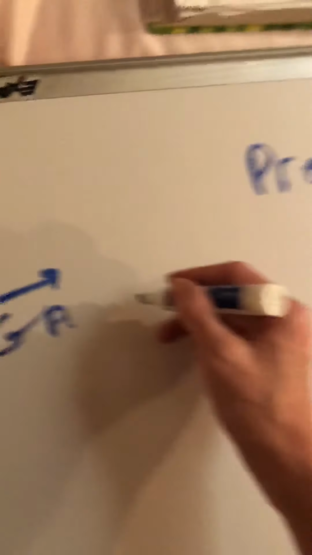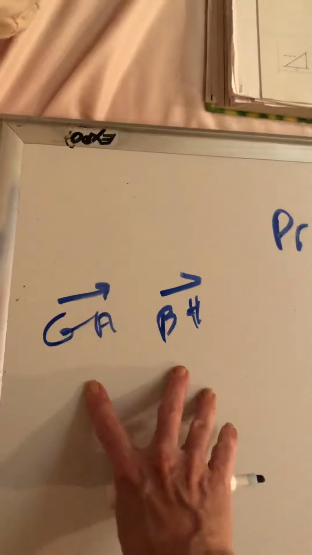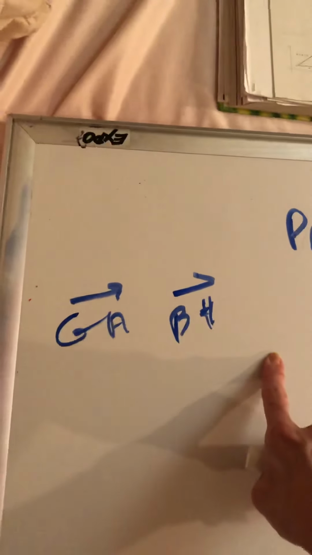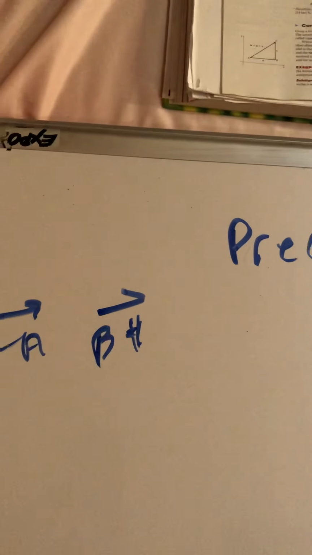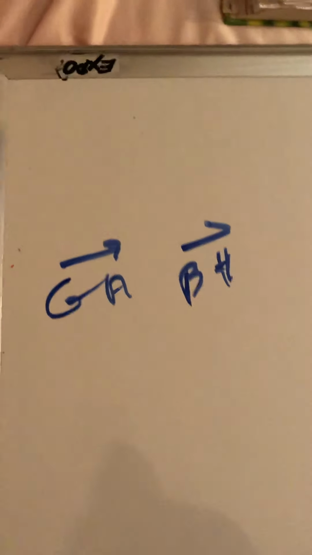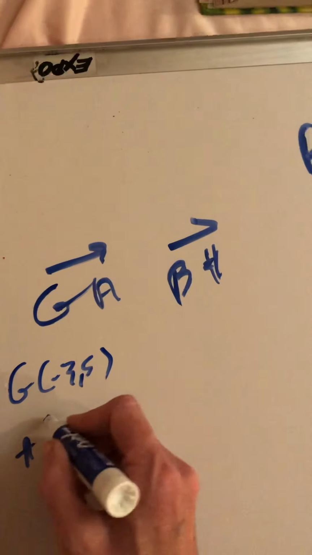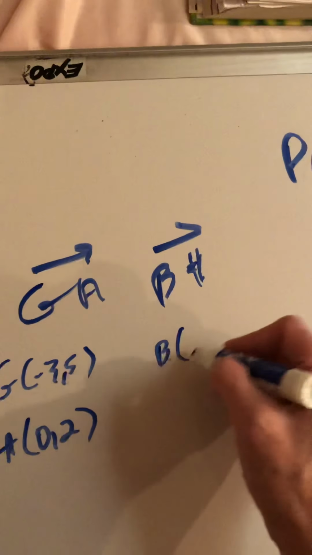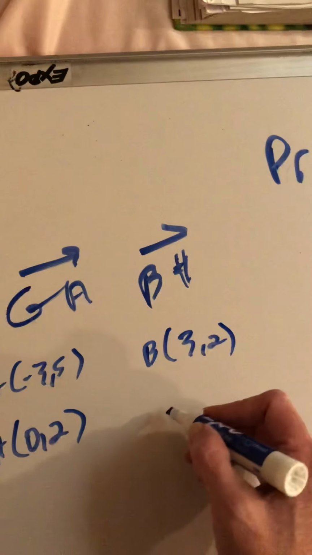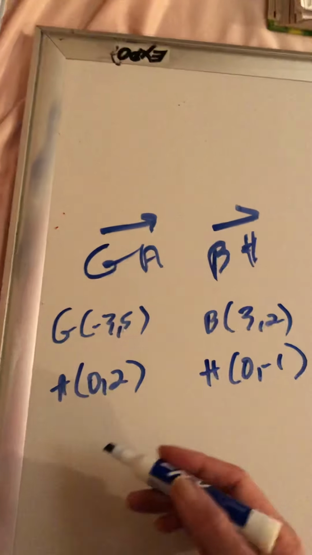So we've got GA and BH. This is telling us the direction. This is telling us we're going from G to A and B to H. So G is our starting point, A is our ending point, and the same with B and H. So let's see, my coordinates are G is -3, 5, A is 0, 2, then B is 3, 2, and H is 0, -1. Okay, so I'm going from G to A, from B to H.